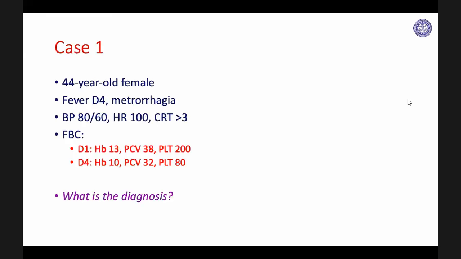Okay, I will present some numbers and let's try to make a diagnosis. So case 1. So what's the diagnosis? Why is the hemoglobin dropping? You can type your answers in the chat box.